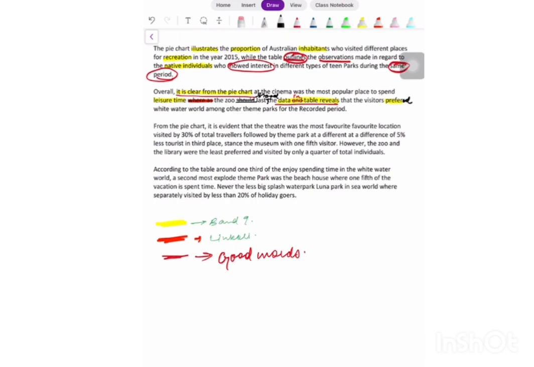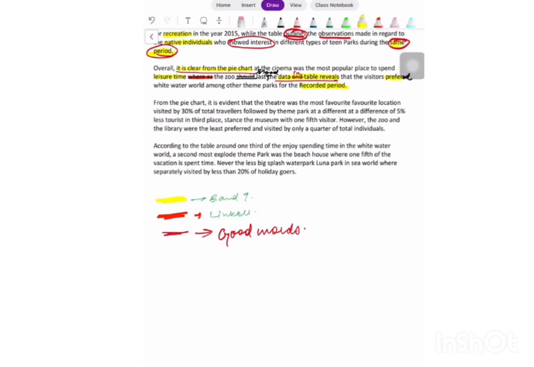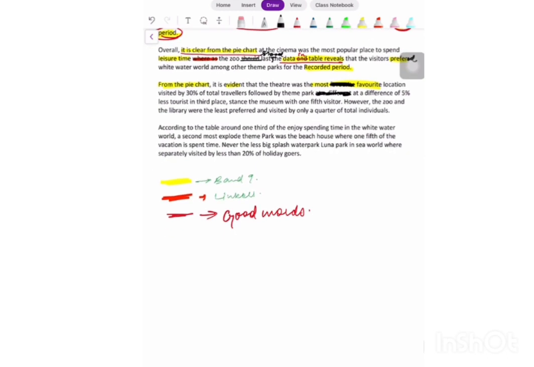1/5 of vacationists. Nice word. Vacationist. It's vacationist. Spend time, nevertheless. Again, good usage of linker, nevertheless. A comma should always be there. Big Splash Water Park, Luna Park, and Sea World were separately visited by less than 20% of holiday goers. So these are words that you can use over and over again, because this is purely universal. You can use it in any sentence that you want.